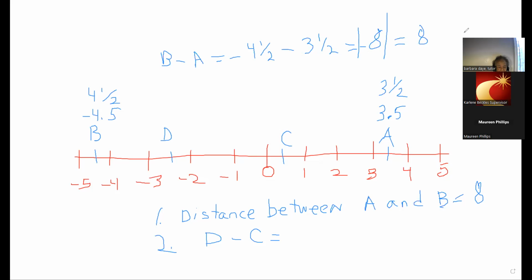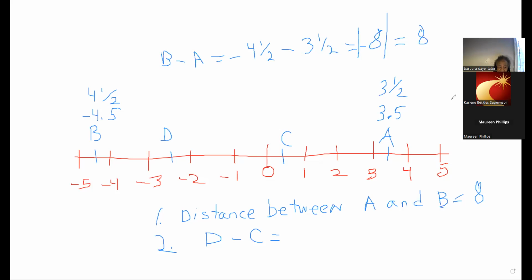Okay, let's do this. You have 1, 2, 3, right? You have 4, 5, 6, 7, right? But you have a half here, that's 7.5. You had a half over here, that makes 8, right? So you can count it on the number line, or you can do the subtraction.